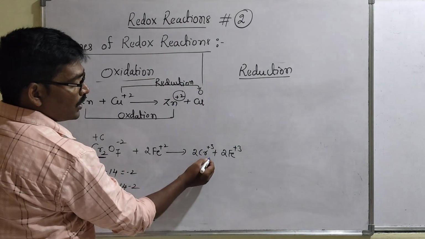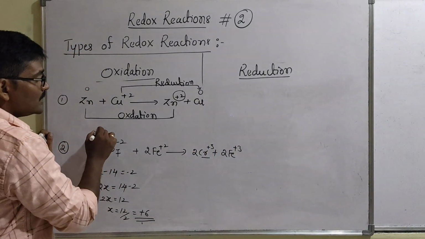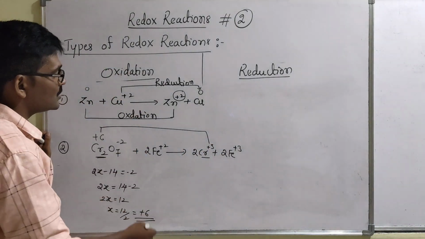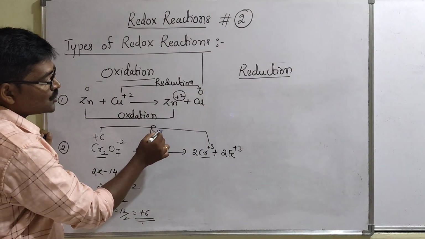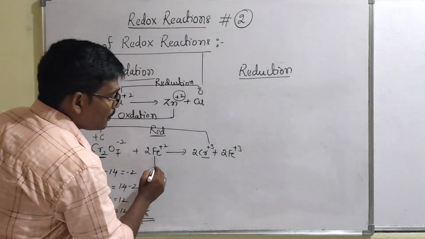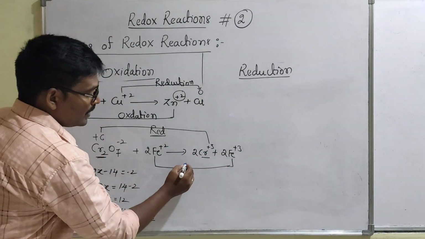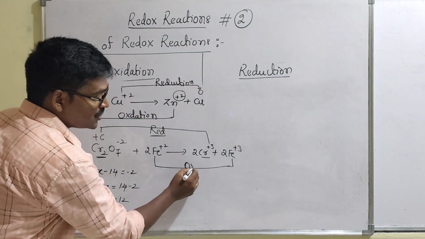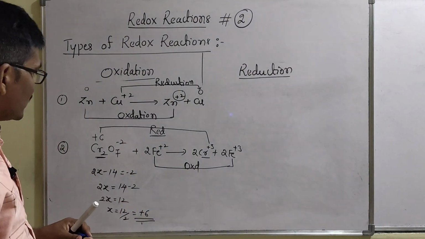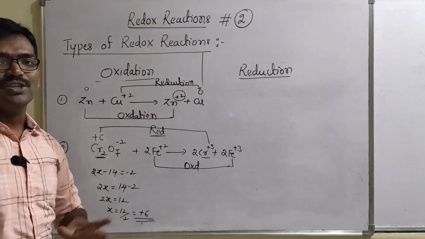Then here chromium oxidation state is plus 3. Then plus 6 to plus 3, oxidation number decreases, so that we call reduction. Reduction happens. Then plus 2 to plus 3, oxidation number increases, right? Then we call it oxidation. So where oxidation number decreases, we call it reduction. Where oxidation number increases, we call it oxidation.